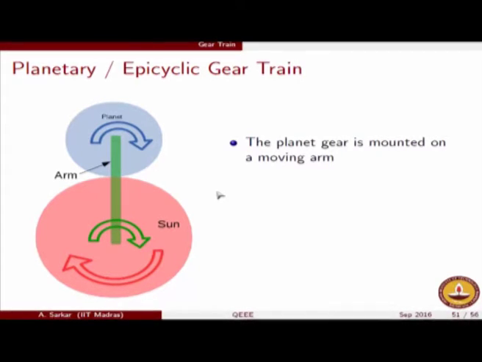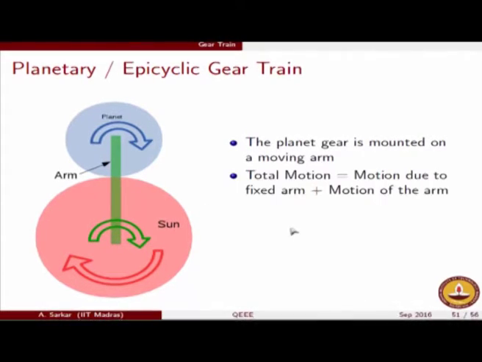This is similar to our solar system, and that is why this gear train is called a planetary gear train. If you know the geometry of epicycloids, then you will understand that each point on this planet is tracing out an epicycloid, and therefore this is also called an epicyclic gear train. The crucial point to understand is that the planet gear is mounted on a moving arm. It is not a stationary arm, it is a rotating arm, and this arm will usually rotate about the center of the sun gear.